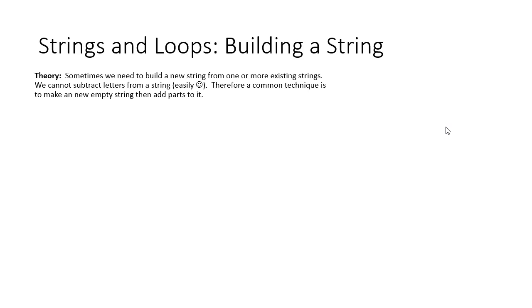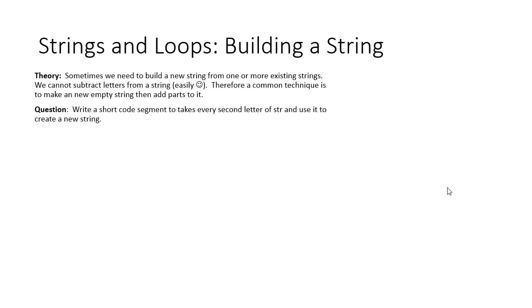Okay, so now we're going to talk about some theory, and the idea is building a string. Sometimes we need to build a string from one or more existing strings. So imagine you had 2 words and you wanted to pull out some parts of those words to make another one. And like I said, we can't subtract letters from a string, and I say we can't do that easily. There's a way to give the impression that we're doing that, but for our purposes right now, we're going to say you can't do that. Therefore, a common technique here is to make an empty string and then add the parts we want to it.